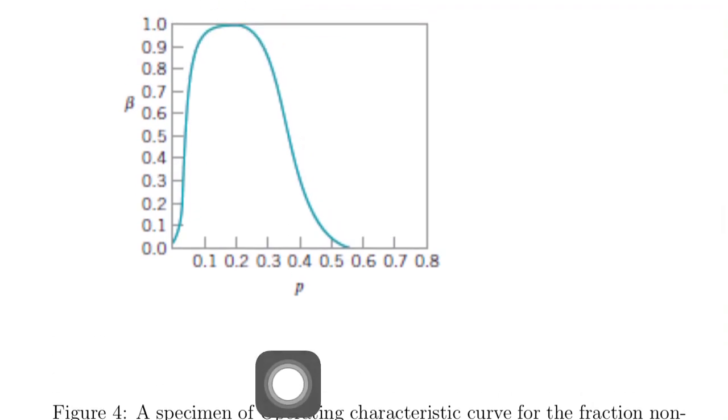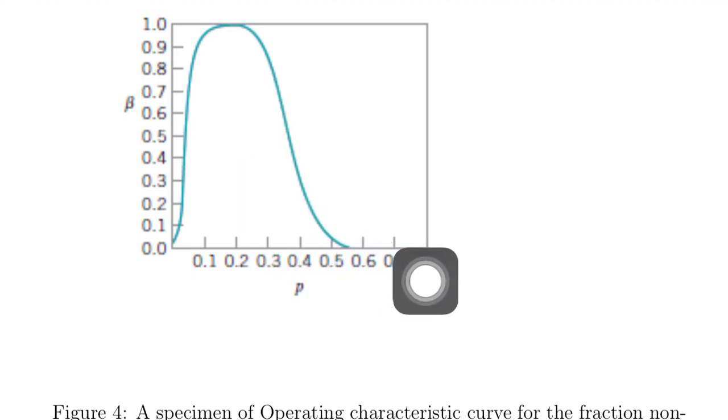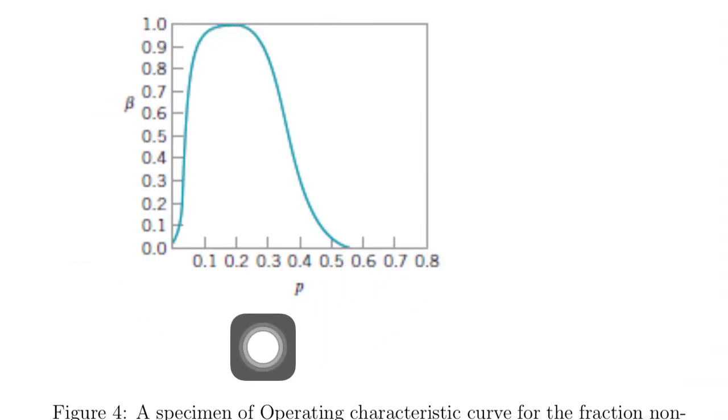And what is the structure of this OC curve? It starts from 0 and it increases, and it may go maximum up to 1, then it will decrease. Okay, so this is a typical OC curve for an example.